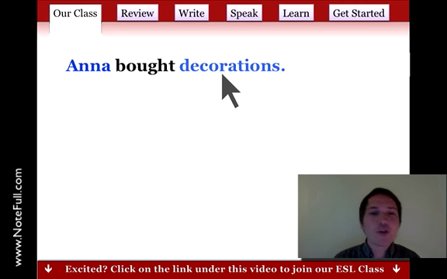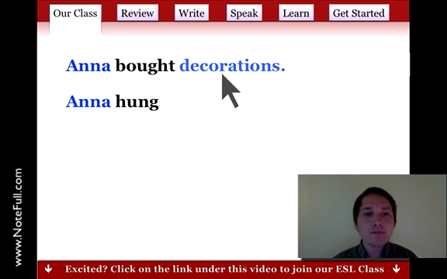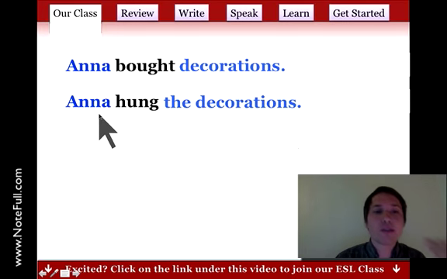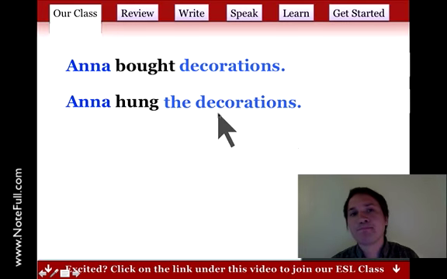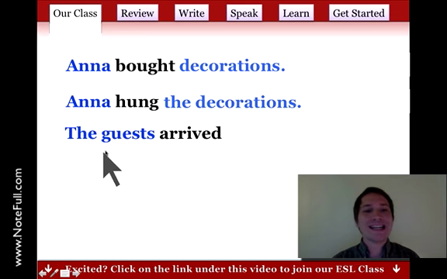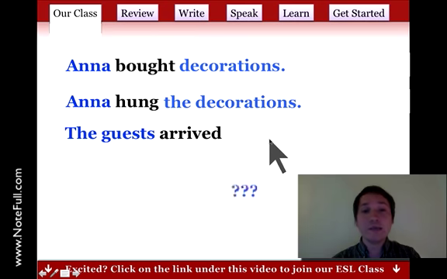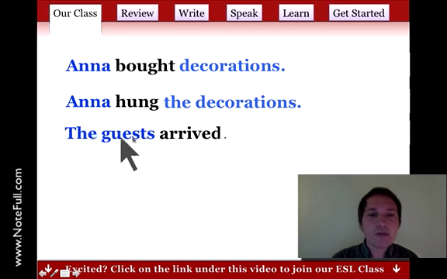So try another example. Anna hung what? Anna hung the decorations. Again, we have subject, verb, object. And this is a really, really common pattern in English. You're going to see it again and again and again. How about this one? The guests arrived. We have a subject, we have a verb. Arrived what? Arrived the guests? No, this one is already complete. We don't need an object. So in that case, it's just a subject and a verb.